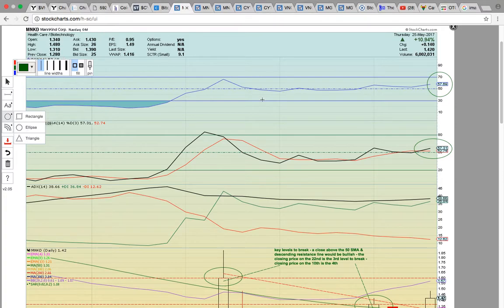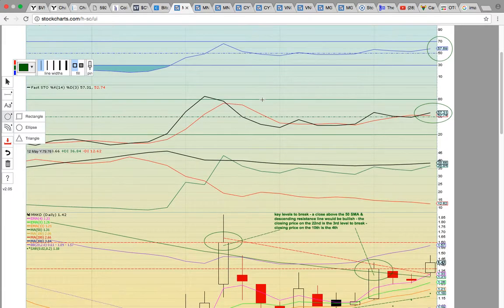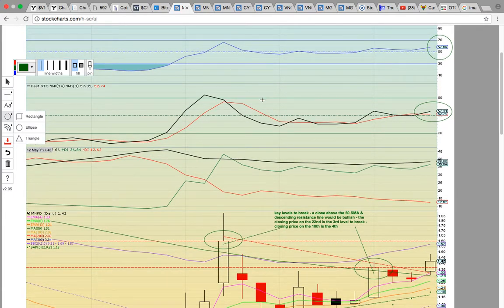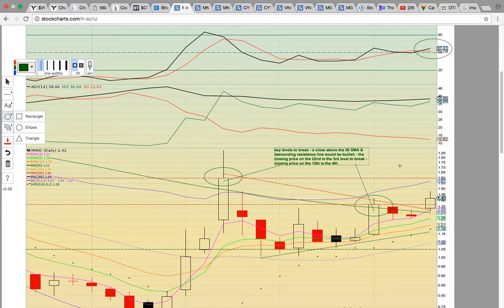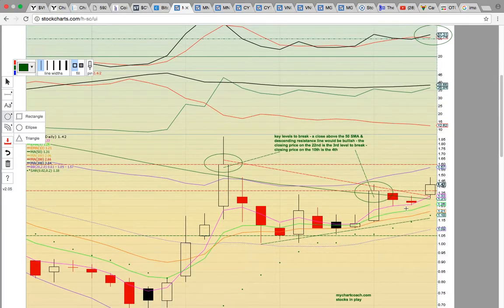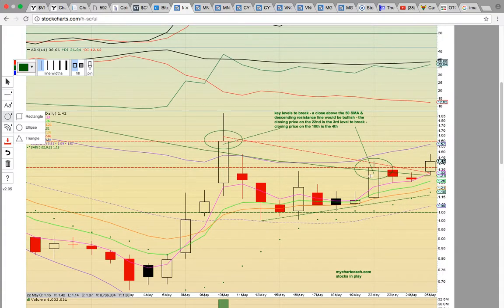Okay, first up we're going to take a look at MNKD. This is a chart that we posted a few days ago, and as you can see here, we were looking for a break above the closing price on the 22nd, and that did happen today. And we are also looking for a close above the 50-day simple moving average, which is the green line here, and that happened today as well.